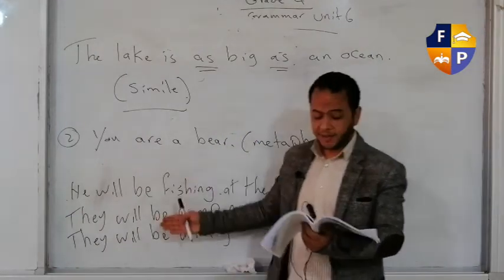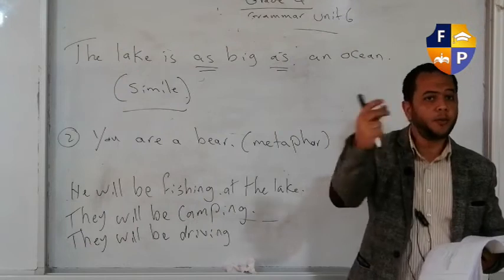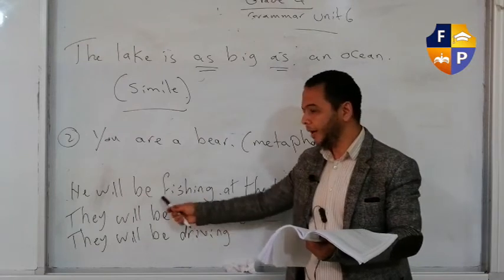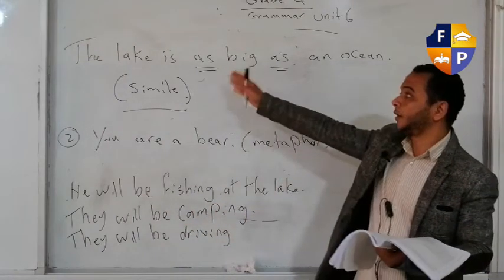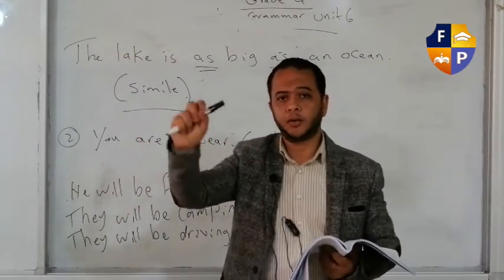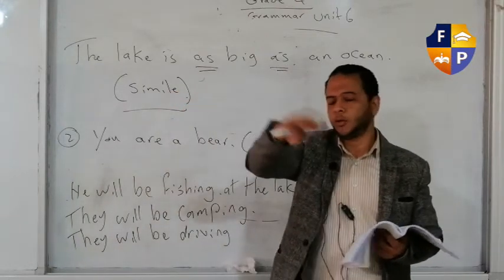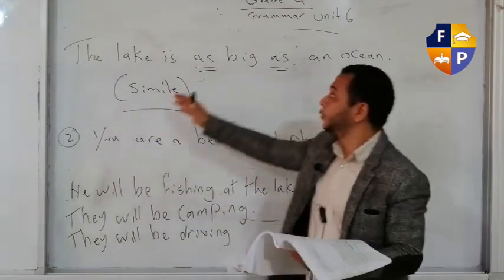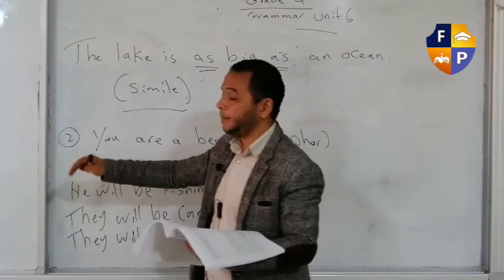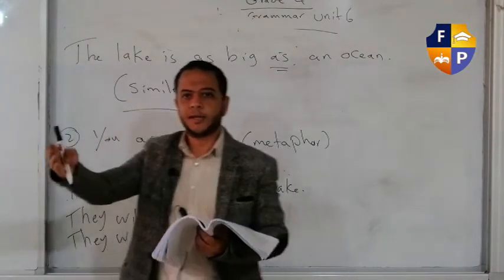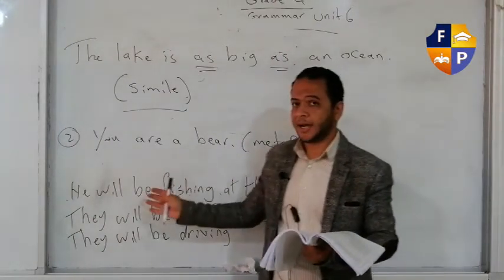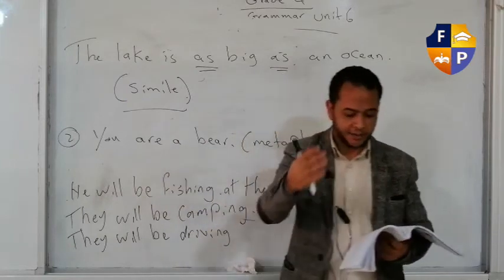So from this exercise, again, what's the form of the future progressive tense? It's will be plus verb ing. Again, what's the difference between simile and metaphor? Simile, when I compare two different things using as or like. For example, the lake is as big as an ocean. Okay, this is a simile. Metaphor, when I compare two different things without using as or like. You are a bear. This is a metaphor. Here I compare a person to a bear without using as or like.